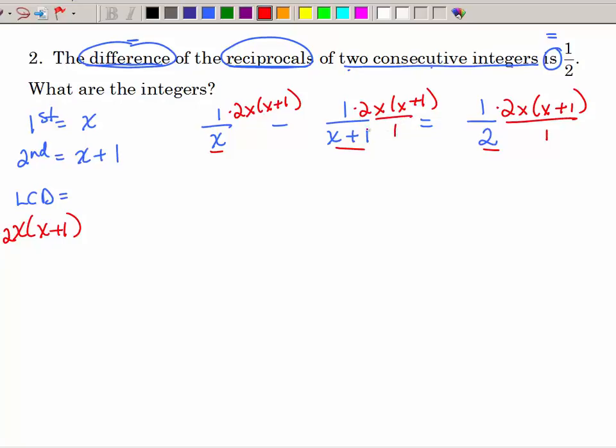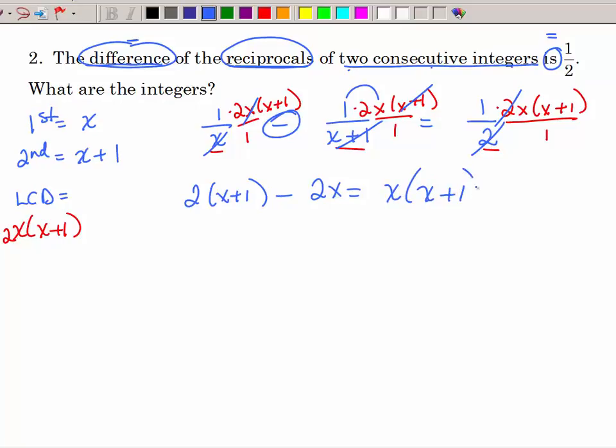Remember, those are all over 1, so we can reduce out all those fractional expressions. So the x's cancel, so I have 2 times x plus 1. Here those cancel, don't leave out that minus, so I have 2x. And here just the 2's cancel, and I have that x times x plus 1.